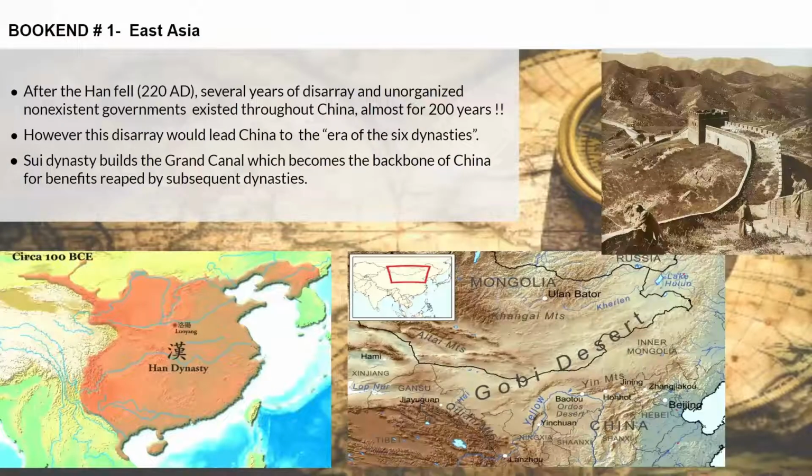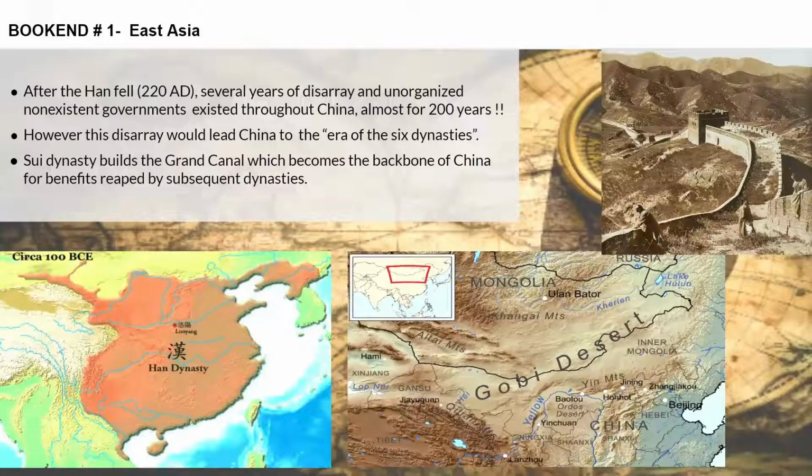Bookend number 1, in East Asia. After the Han fell in 220 AD, several years of disarray and non-existent governments existed throughout China. For almost a staggering 200 years, China was left without a real government. However, this disarray would lead China to the era of the 6 dynasties.